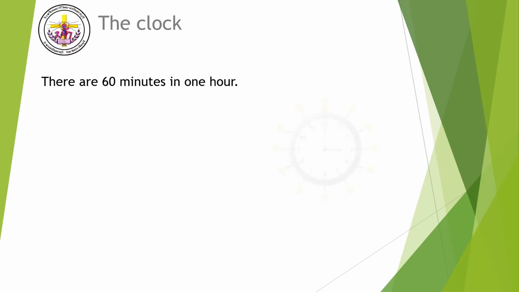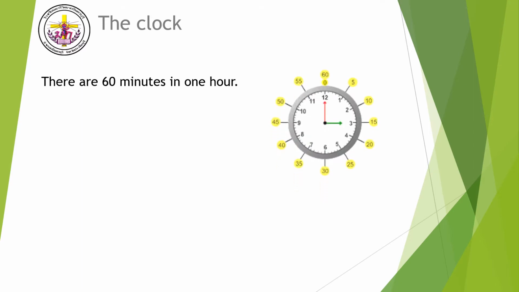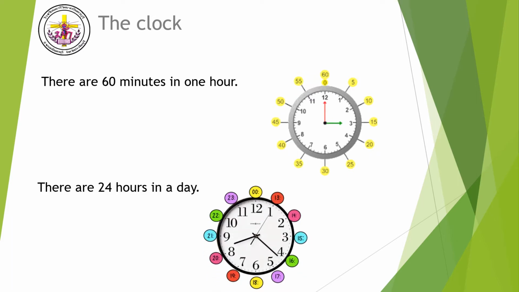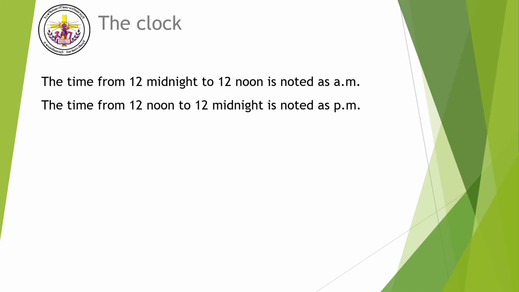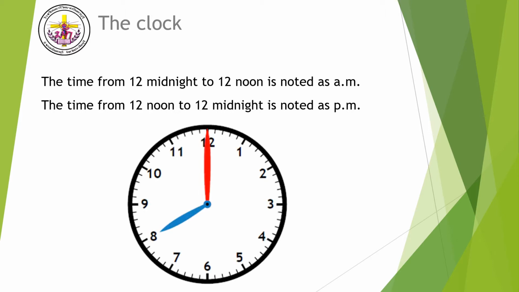There are 60 minutes in 1 hour. There are 24 hours in a day. The time from 12 midnight to 12 noon is noted as AM. The time from 12 noon to 12 midnight is noted as PM. Look at the picture. It's 8 o'clock AM and it's also 8 o'clock PM.